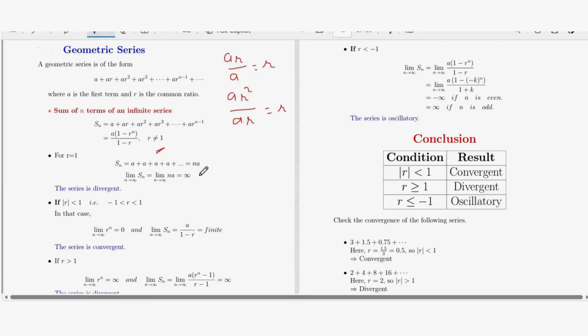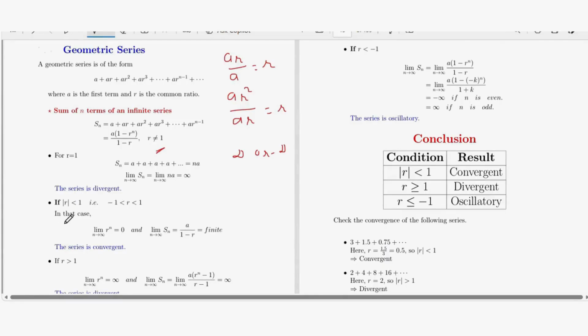So for r equal to 1, Sn is na. Now apply the limit. Limit n tends to infinity Sn is equal to limit n tends to infinity na. N is infinity into some finite number, so the answer is infinity. So this series is divergent. We discussed earlier, if limit n tends to infinity Sn is equal to either plus infinity or minus infinity, we conclude the given series is a divergent series.